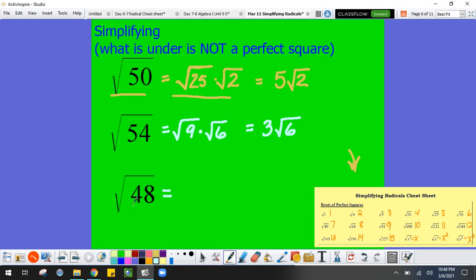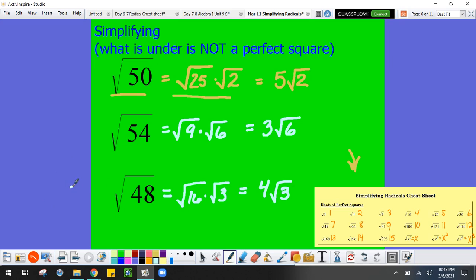We're going to do that one more time. Square root of 48. In my cheat sheet, 49 is the closest, but it's not it. So I'm going to back up and see if there's anything else that goes into 48. 36 is kind of too big. 25 times 2 is 50. 16 times 3 is 48. So I'm going to use 16 times 3. I do know the square root of 16 is 4, but the square root of 3 is not a whole number. So I'm going to leave the square root of 3.